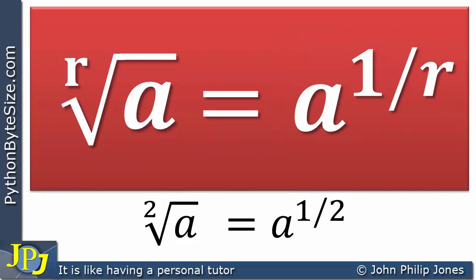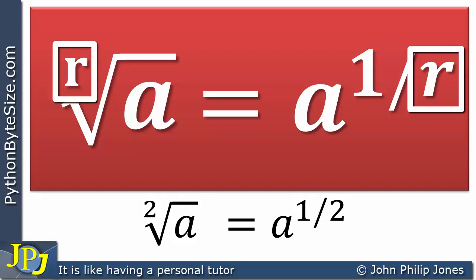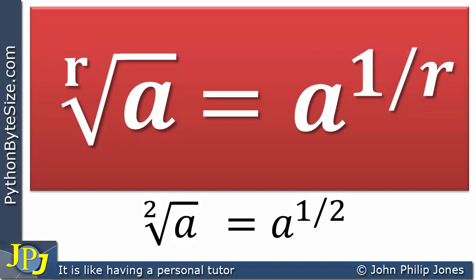However, if we were going to take the cubed root of a, this r here would be 3, and this r here would therefore be 3. So a to the 1/3 would be equivalent to the cubed root of a. So if there's a 3 here, the 3 appears here. And when it was the square root, this was 2, and the 2 appeared here. Now this is useful for when we decide we want to take various roots of numbers within Python.